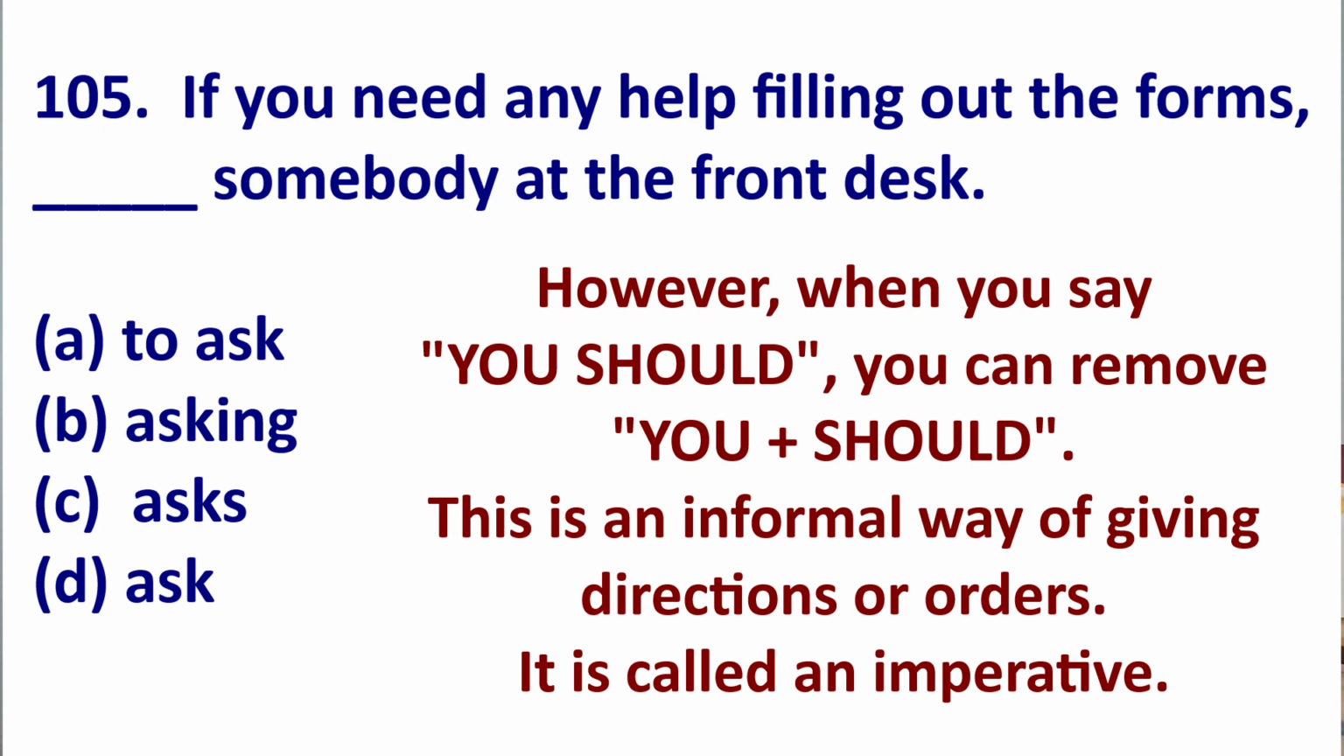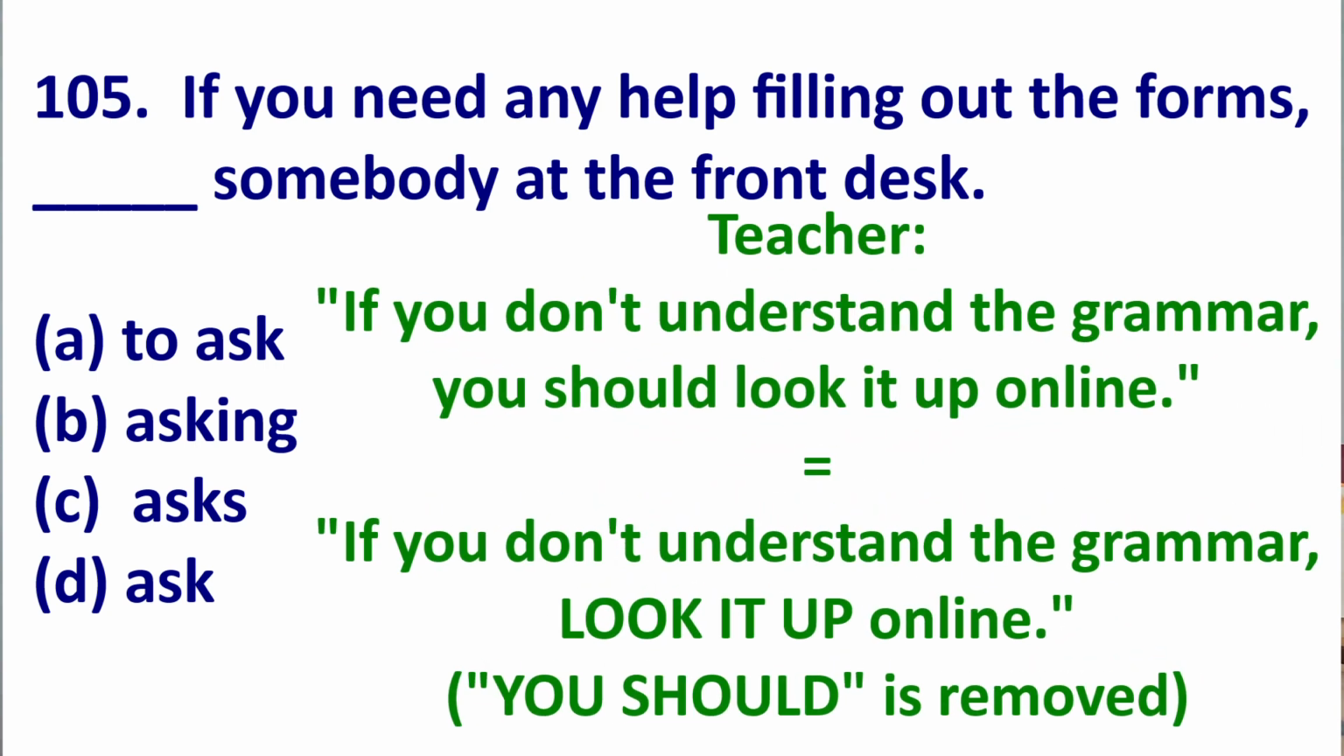This is called an imperative. It's kind of like an order. So it's a little more aggressive, a little more informal. Here's an example. Your teacher says, if you don't understand the grammar, you should look it up on the internet. Well, if you want to be more informal, the teacher might say, if you don't understand the grammar, look it up on the internet. You notice you should is gone.